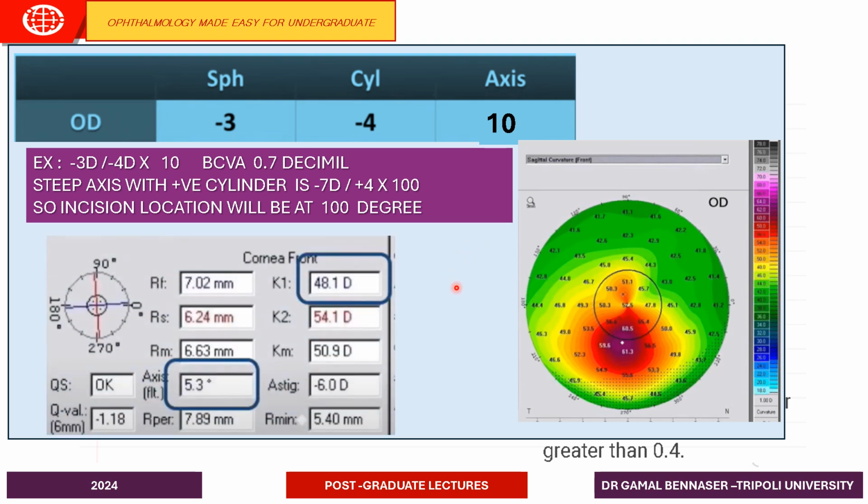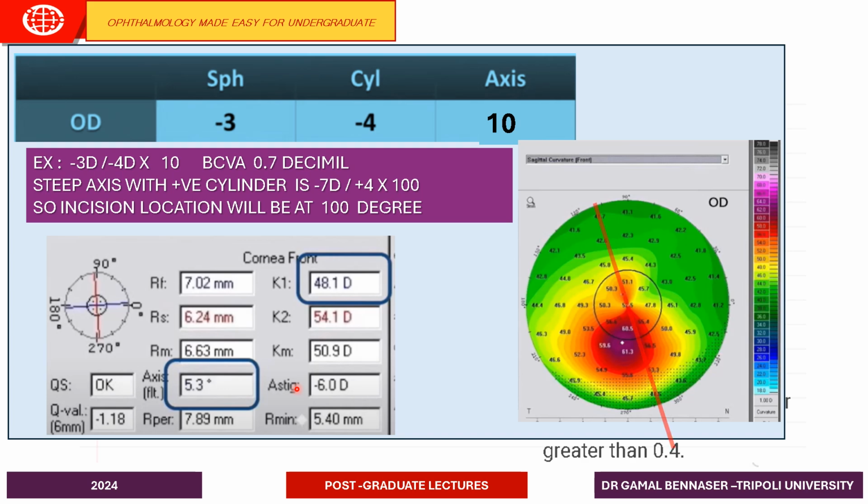You can see in this picture. So now if we look at the topography of this patient, this is the K1, which is the flat meridian, corresponding to 5 degrees. So the steep meridian will be perpendicular to this, at 95. So you can see that the clinical axis is 100 degrees and the topographic axis is 95, so they nearly coincide with each other. So in this patient, there will be no problem if you use the topographic axis.